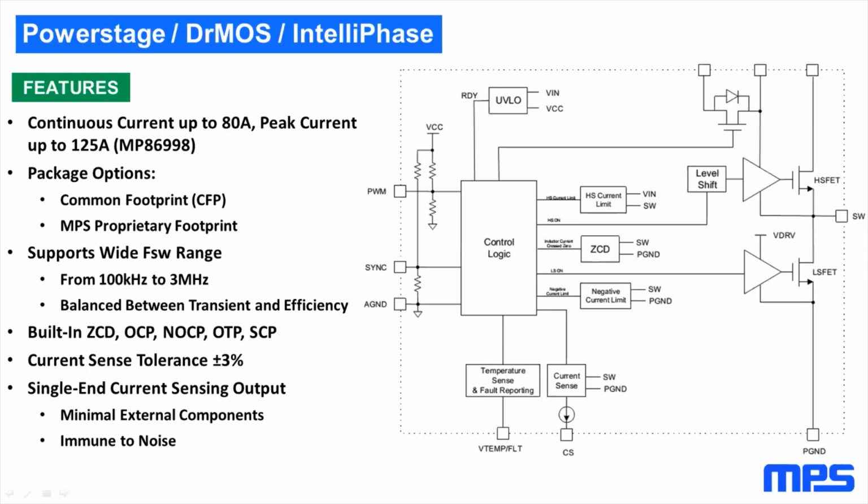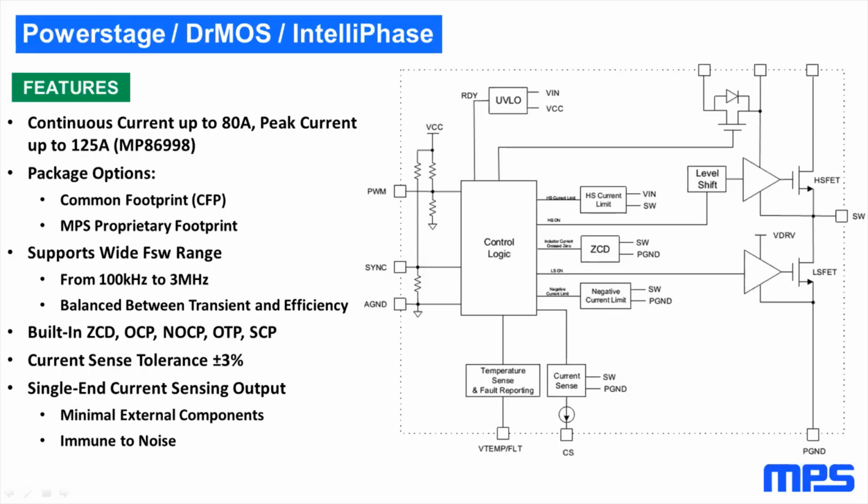We offer them in an MPS proprietary package, but also in common footprint packages. The switching frequency range is from 100 kHz to 3 MHz. The switching frequency, of course, is set by the digital controller. A good compromise between efficiency and transient is a frequency range between 700 and 800 kilohertz.